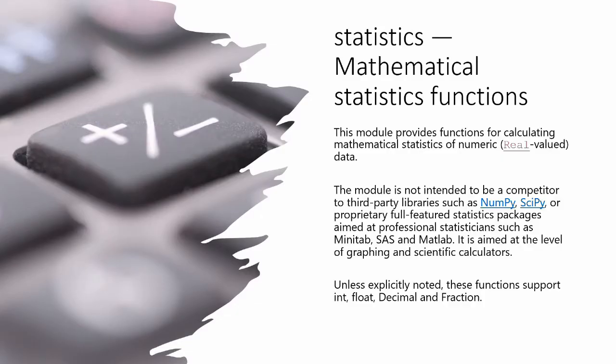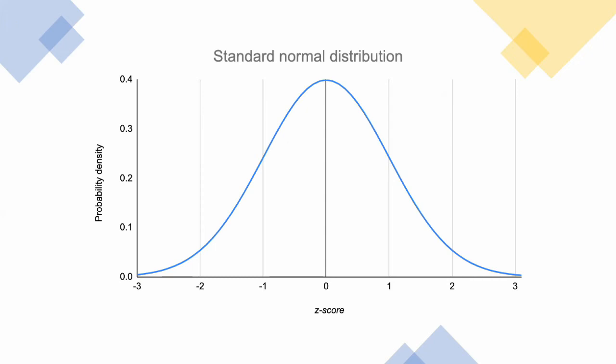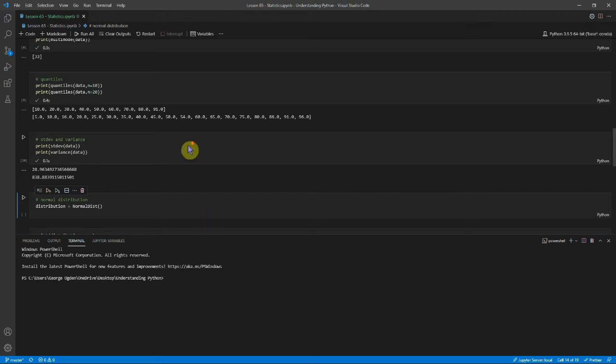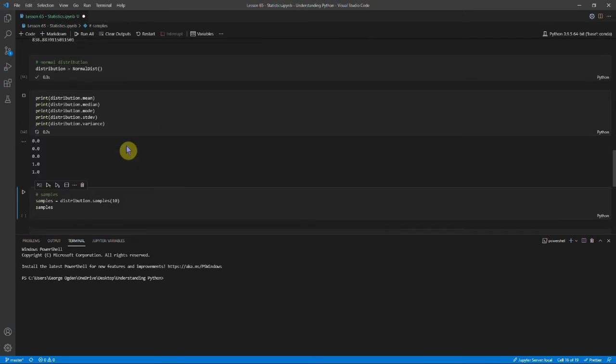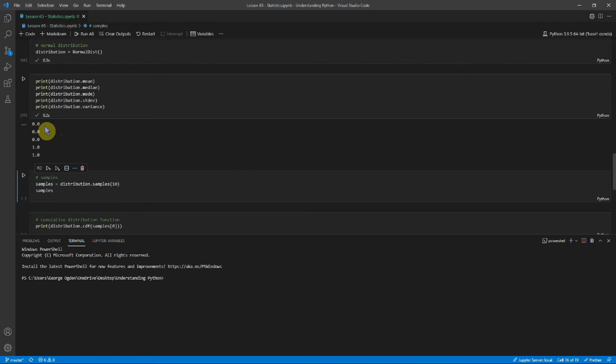Another thing that the statistics library can include is a normal distribution, and this is a standard normal distribution with the idea that it's got a mean of 0 and a standard deviation of 1. And we can actually create one of those, and I've left the values to be mean of 0 and standard deviation of 1. And you can see here that means the mean is 0, the median is 0, the mode is 0, the standard deviation and variance are both 1. Because obviously if you square 1 you get 1.